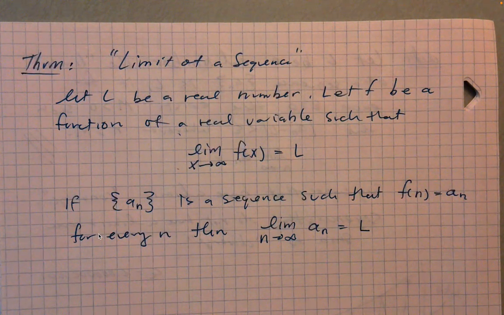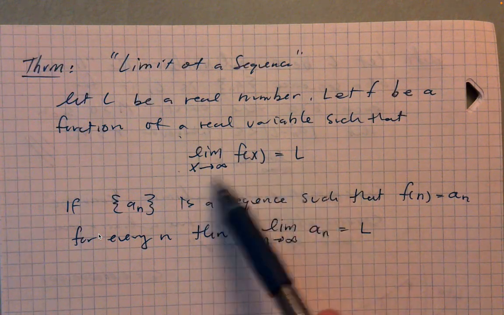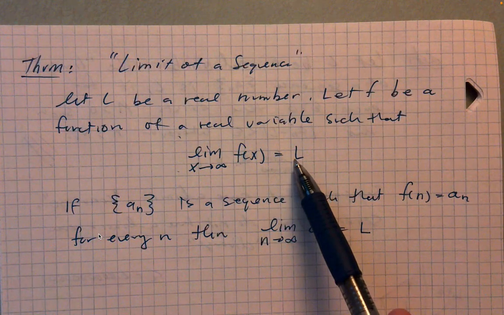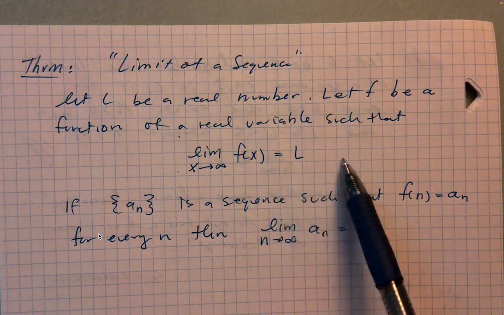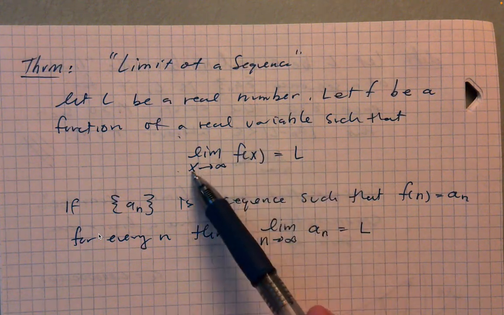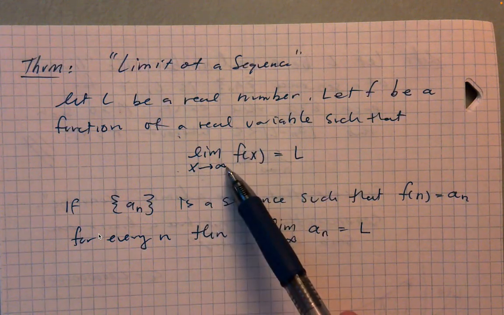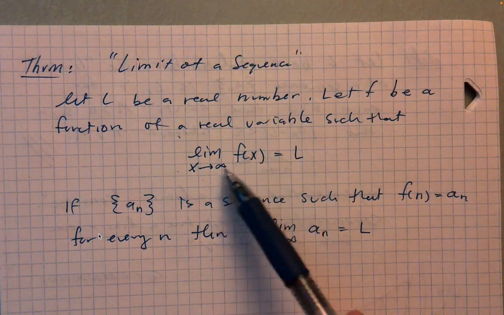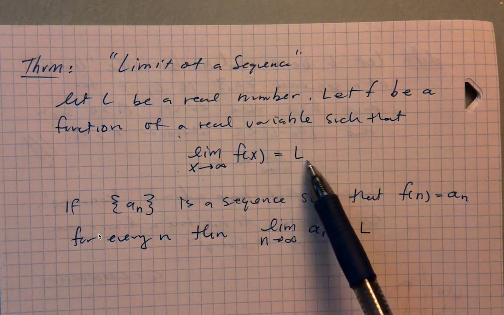But basically what this is saying is that if I have a function f, and it has a limit as x approaches infinity, then I can just evaluate f at all of the integer values. If this limit exists as x goes to infinity, f is going to be defined for all positive integers. It's just also defined for all of the numbers in between the integers. But I could certainly plug in a 1, a 2, a 3, all of the integer values.